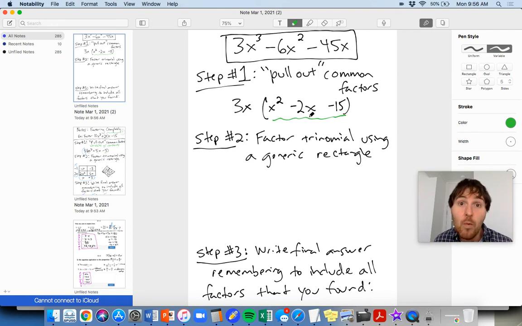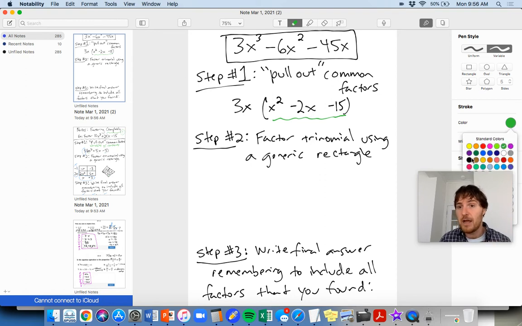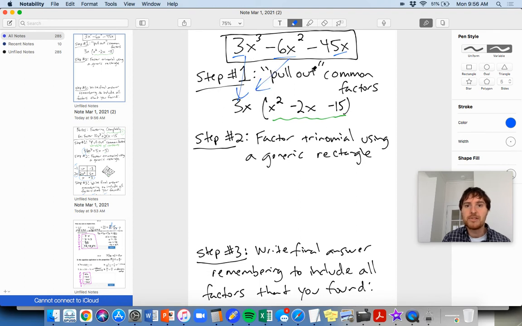And how do we figure out what those smaller polynomials are? We can try to factor x squared minus 2x minus 15. And the way we do that is the generic rectangle. Okay, step 1, pull out common factors. Let's remind ourselves what we did there, right? We did these 3 terms. 3x went into all those.